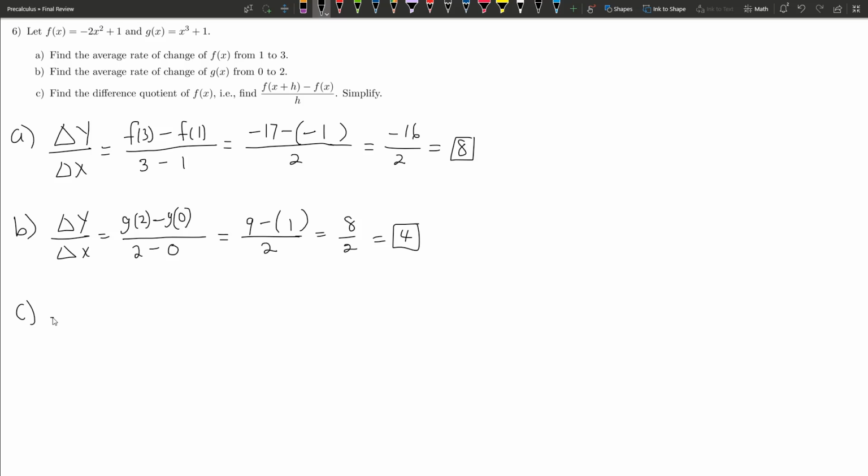So this is negative 2, open parentheses, x plus h, and that's getting squared, right? Because only the x is getting squared, but this is my x, plus 1. Minus, anytime you write a minus, open those parentheses. We're going to put in f of x right here, and f of x is negative 2x squared plus 1. And all of that is over h. And our goal is to simplify this.